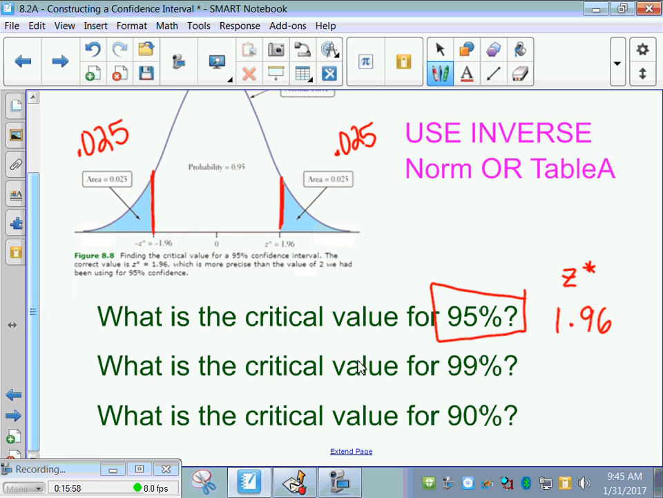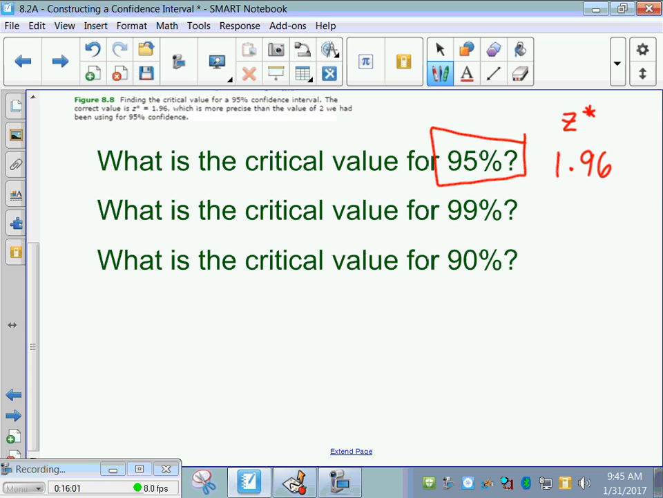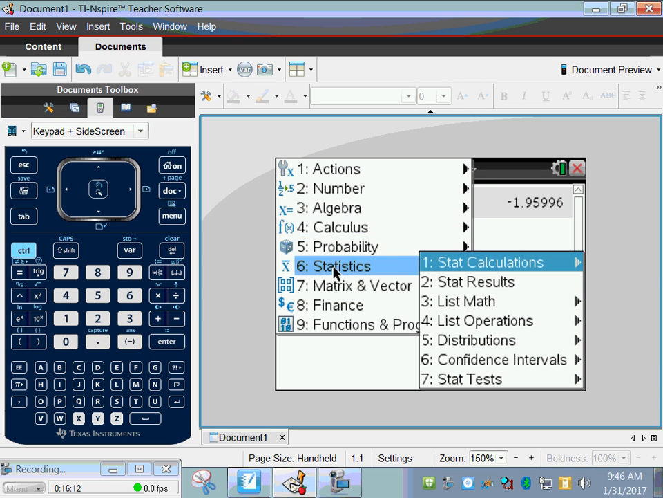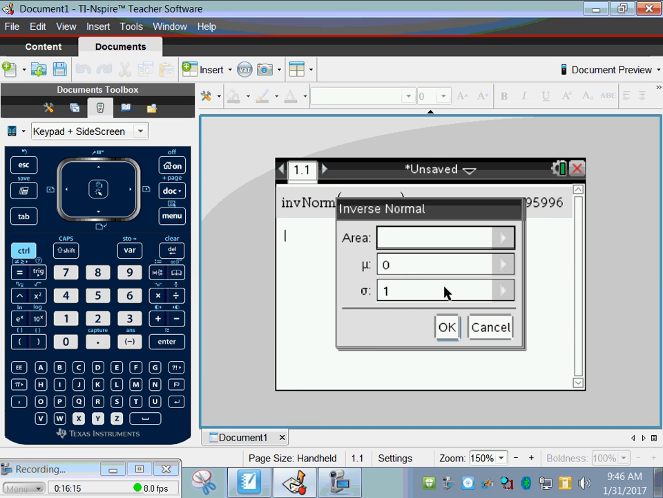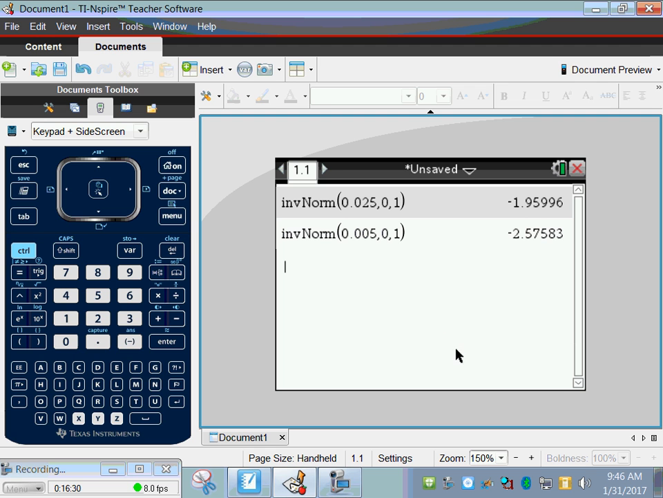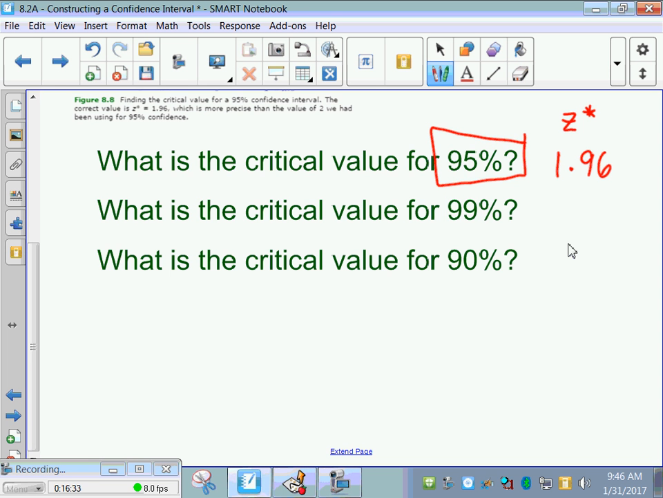So what about 99%? That means I'm going to take 1% and divide by 2. What decimal is that? Yeah, so go back to menu, statistics, distributions, inverse norm. 0.01 is 1%. So it'd be 0.005. A lot of people do that one wrong, so make sure you do that right. 0.005. Negative 2.58, or 2.58, since we don't use a negative. There's our z-score.